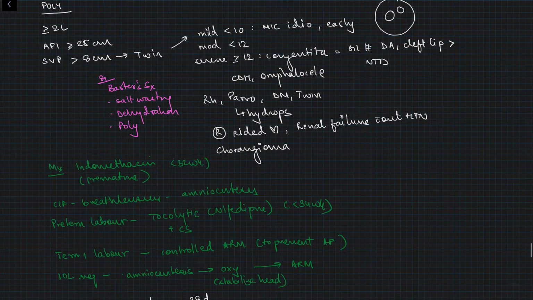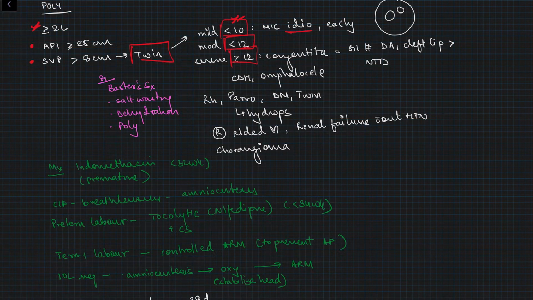Next is polyhydramnios. Here the fluid is more than 2 liters. That is indicated by amniotic fluid index more than or equal to 25 centimeter and single vertical pocket more than 8 centimeter. Right. It is further classified as mild, moderate, and severe, when mild is less than 10 centimeter, moderate is less than 12 centimeter, and severe is more than or equal to 12 centimeter. The most common cause of mild polyhydramnios is idiopathic.